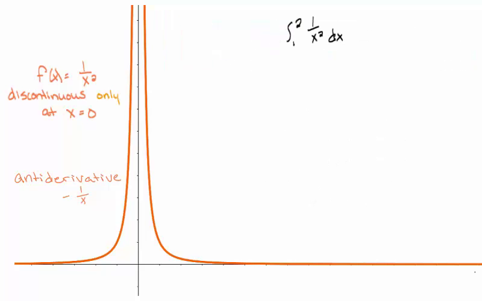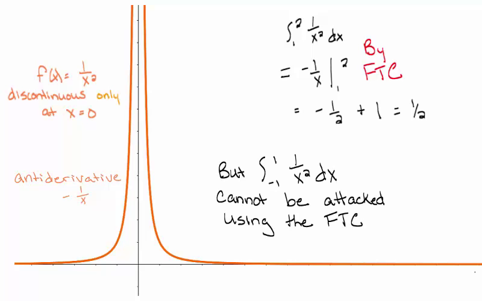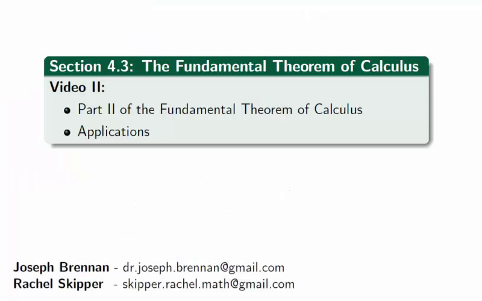We can see that the integral between 1 and 2 of 1 over x squared is 1/2 using the fundamental theorem of calculus. But the integral between negative 1 and 1 cannot be attacked with the fundamental theorem. In Calculus 2, additional techniques will be introduced to deal with issues where the fundamental theorem fails to apply. You've seen the basics, now work towards mastery through practice and study.